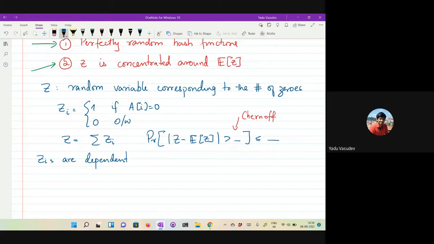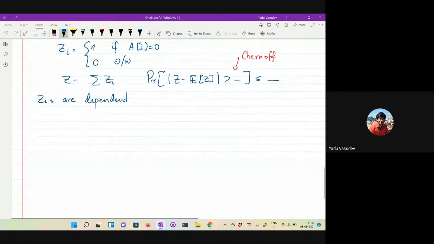And the nice thing is that if you have a random variable Z that can be expressed as the sum of negatively associated random variables, even if they are dependent, then the Chernoff bound still holds there. So it's not just that the Zi's have to be independent. Even if they are negatively associated or negatively dependent, this statement holds. And what we're going to see is that these random variables corresponding to the zeros in the Bloom filter are actually negatively dependent. So now let's try to formalize this idea of negative dependence.